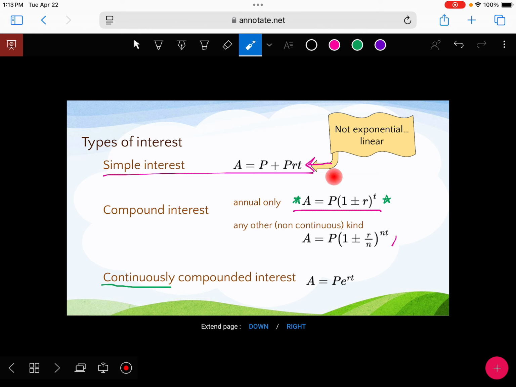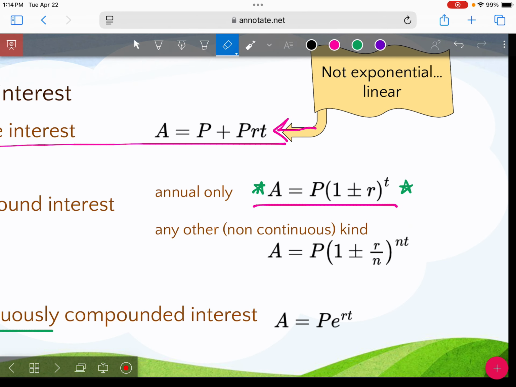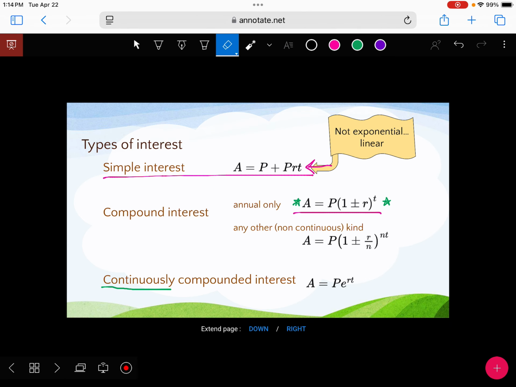So our simple interest is linear. It's not going to be a thing we see super frequently, but we will see it every now and then. Compound interest, we mostly use this guy, but this one's possible. And only if it's continuous, if it says continuous, it has to say the word continuous, do we use the one with e. So these are some good formulas to have and or know.